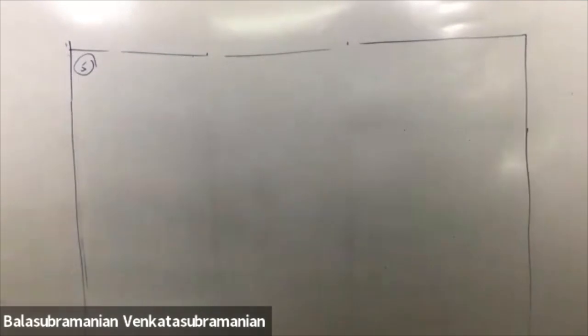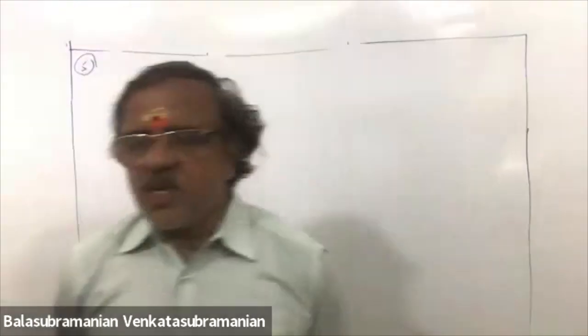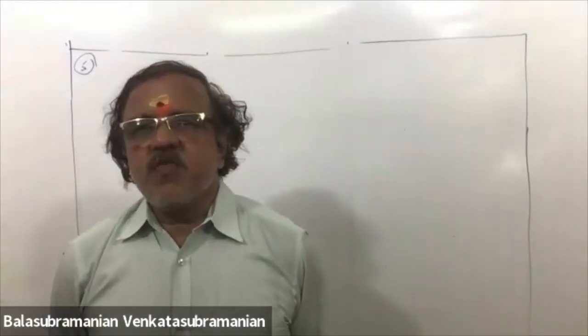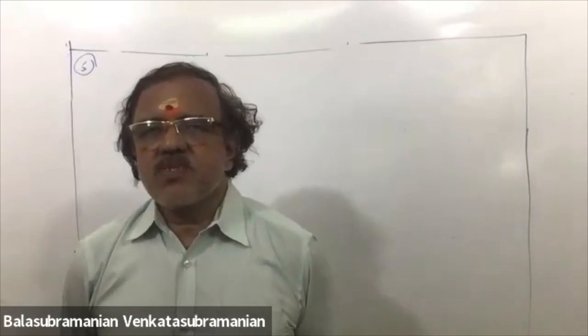Fifth one. A car travels along a straight line for the first half time with the speed of 50 kilometer per hour and the second half time with the speed of 60 kilometer per hour. What is the average speed? Directly we can write first half 50, second half 60, 50 plus 60 by 2, 55 kilometer per hour.